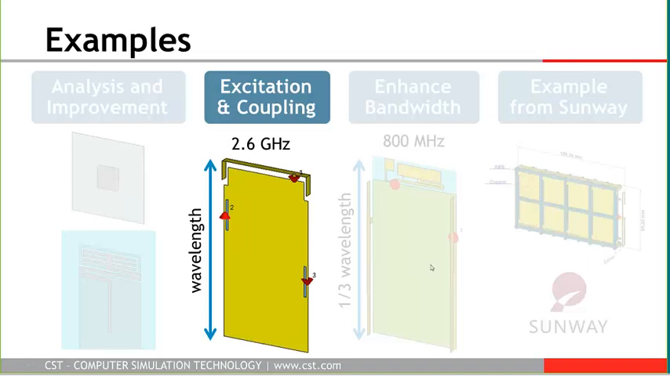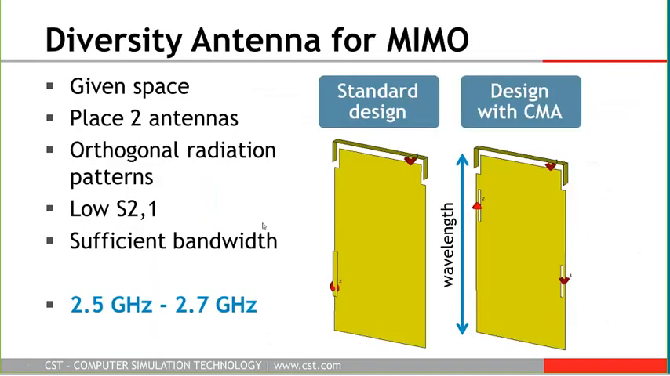So let's get to the next part. In this part we will have two antennas placed on a common ground. The question here is that we should design an antenna for MIMO, multiple input, multiple output operation.